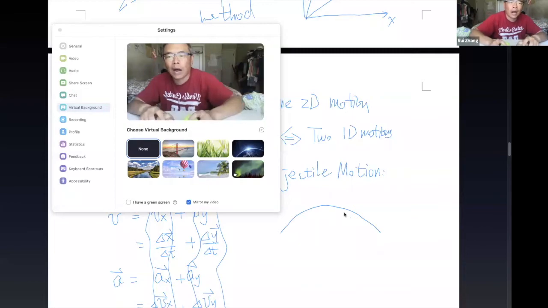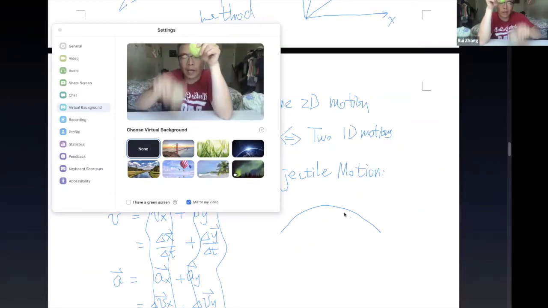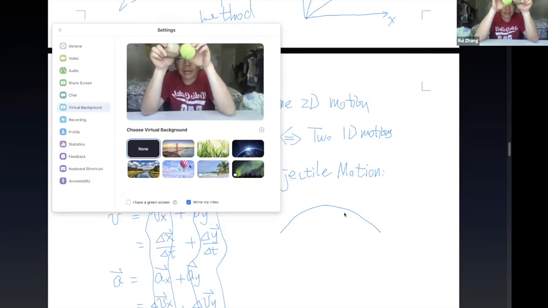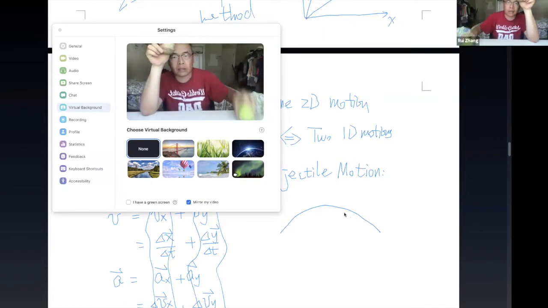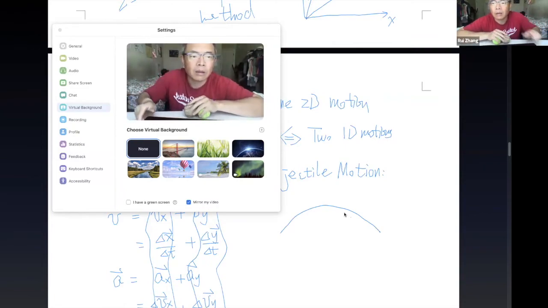My question for you guys is, which one will fall to the table first? The baseball or the tennis ball? Again, the tennis ball goes like this, and the baseball goes vertically. Send me a message, tell me what you think.